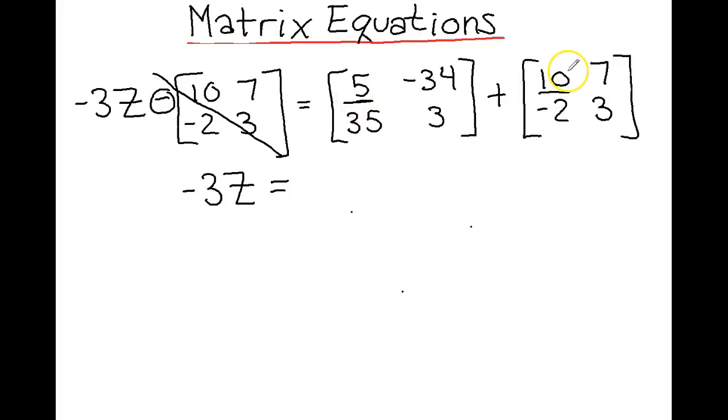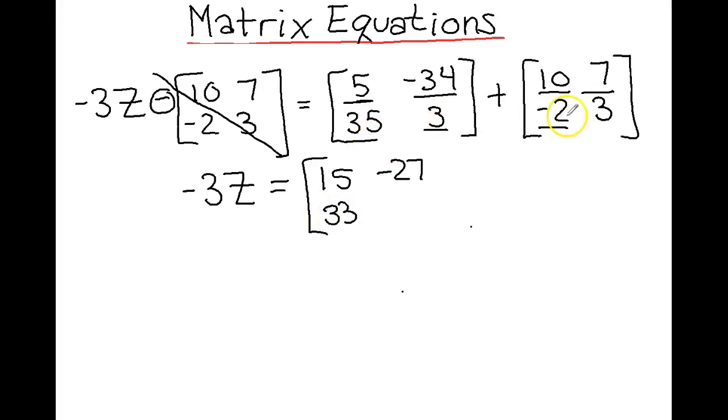I'm going to add the elements that are in the same row and column. So 5 and 10 is 15, -34 and 7 is -27, 35 and -2 is 33, 3 and 3 is 6. So how am I going to get rid of this -3 here? Well, I am going to multiply both sides by a -1/3.